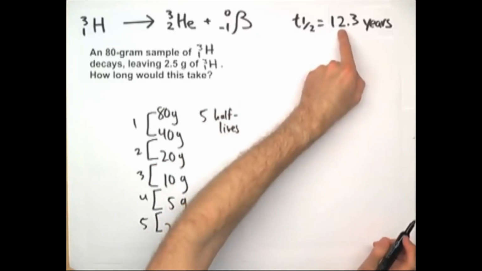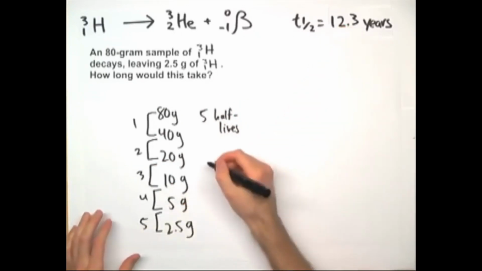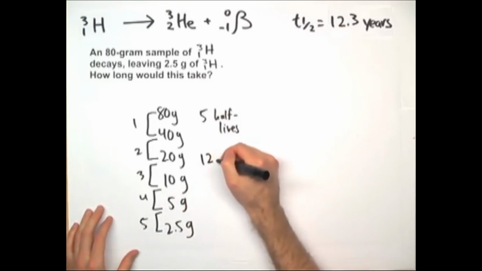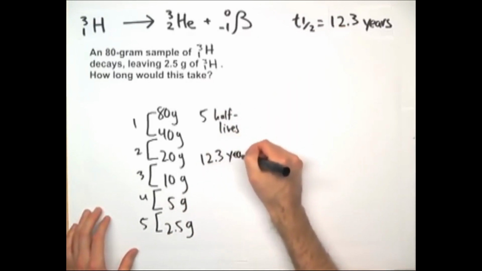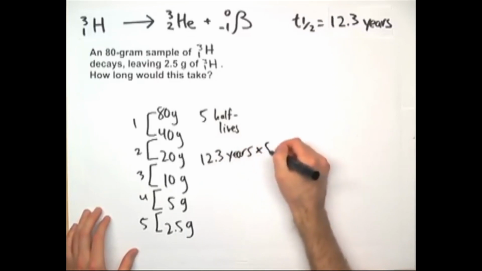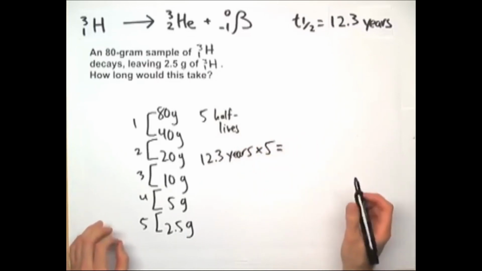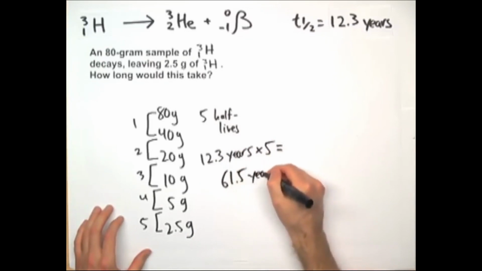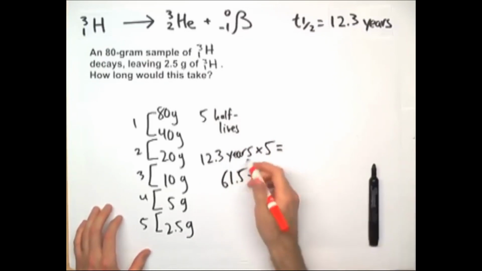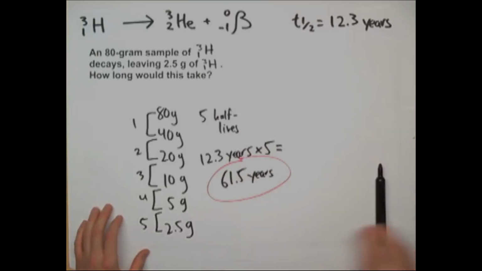Each half-life takes 12.3 years. So we're going to do 12.3 years times 5, which is going to give us 61.5 years. That's how long this whole process would take.